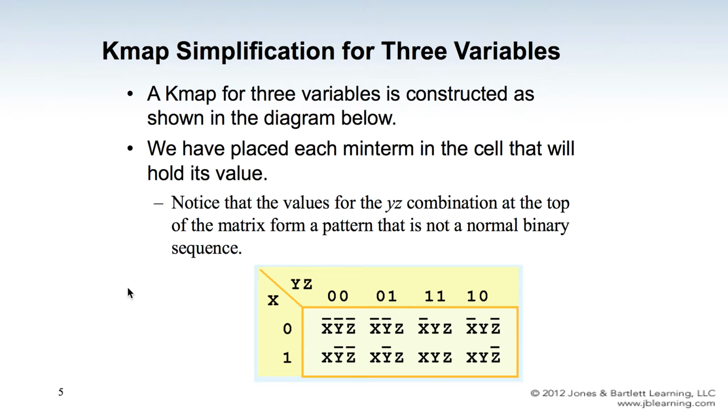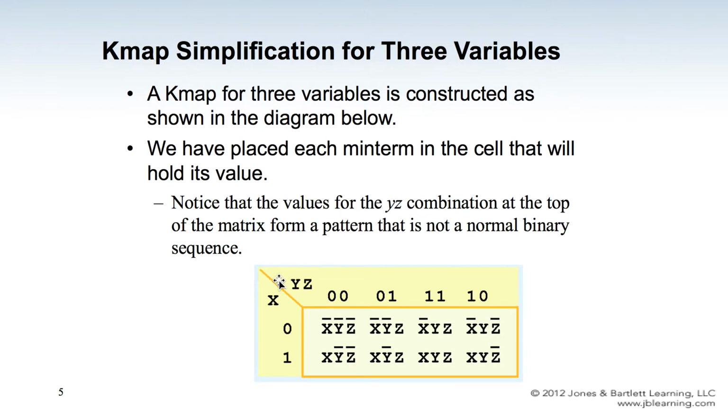So the K-map for 3 variables is constructed as shown in the diagram below. Basically, we have the place of each min term in the cell that will hold its value. Okay, so here are the 3 variables. X is represented by this column with the inputs 0, 1, and y and z are combined to be represented in the row right here.